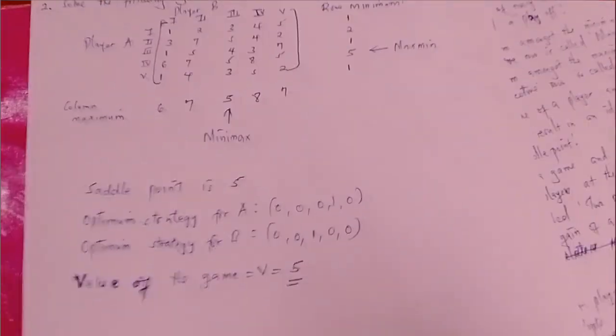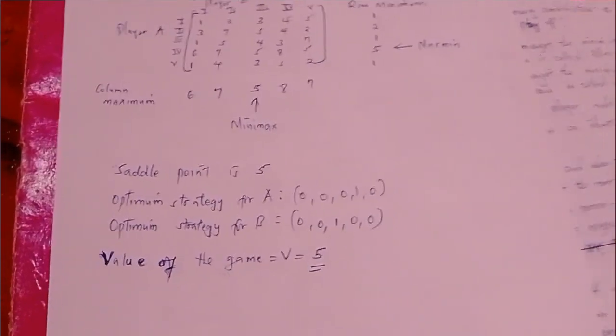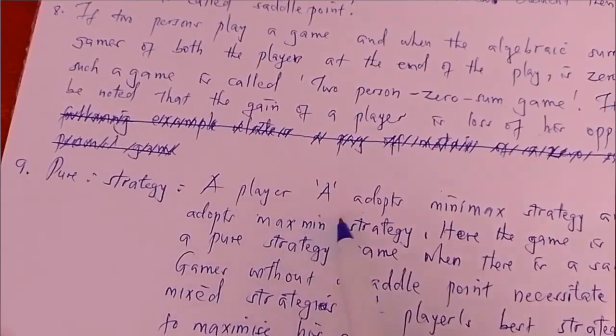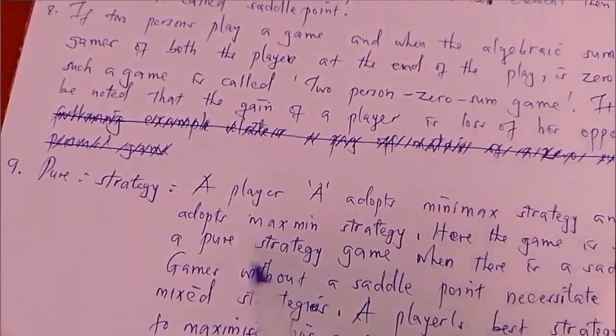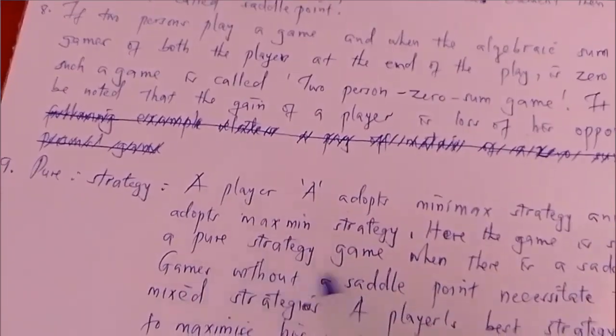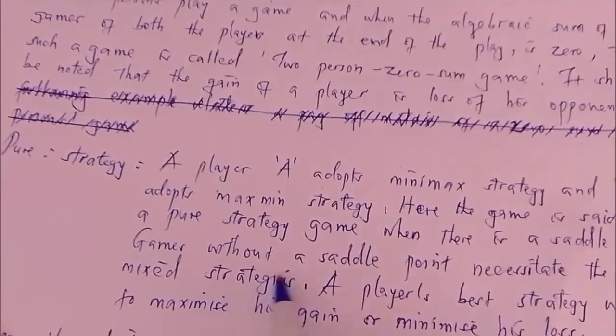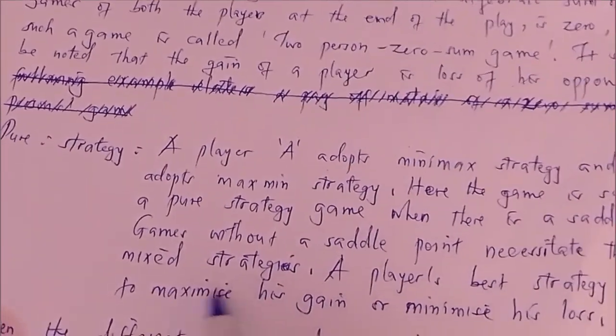So I hope you understand. Next time we shall be looking at another game problem, which we call mixed strategy games. Remember, I have said that what you have solved right now is a pure strategy game. If player A adopts the minimax strategy and B adopts the maximin strategy, the game is said to be a pure strategy game when there is a saddle point. But games without a saddle point necessitate the use of mixed strategies.